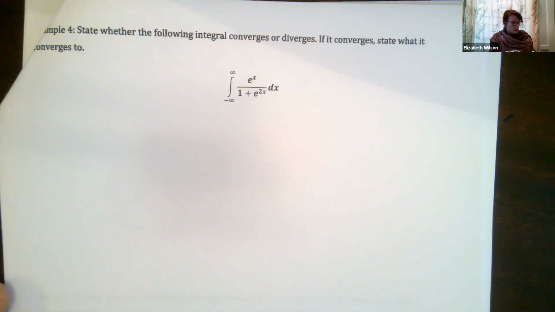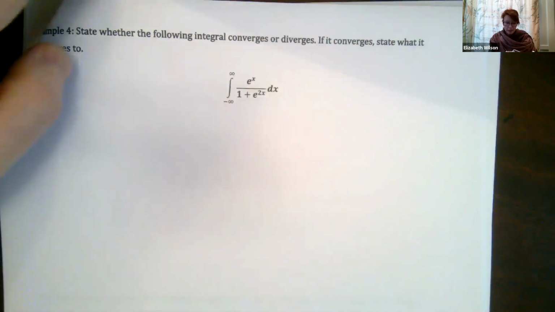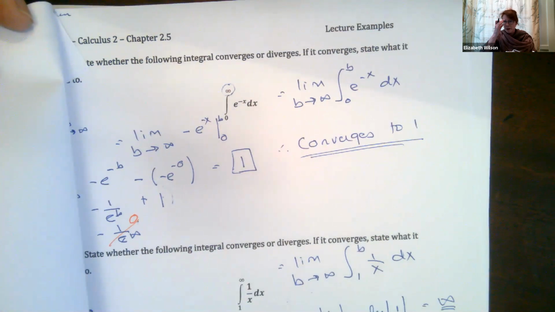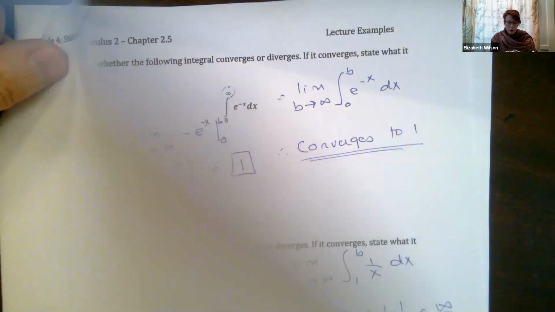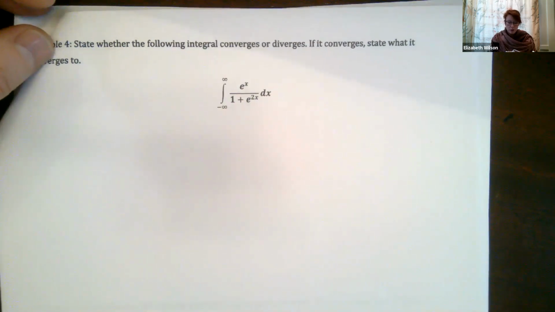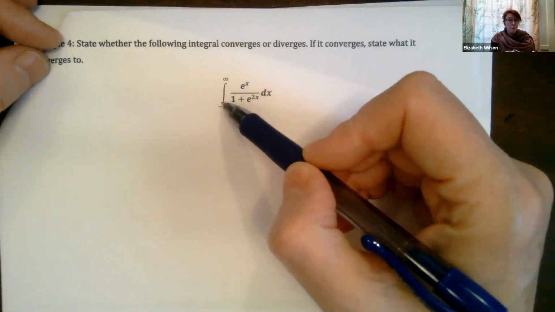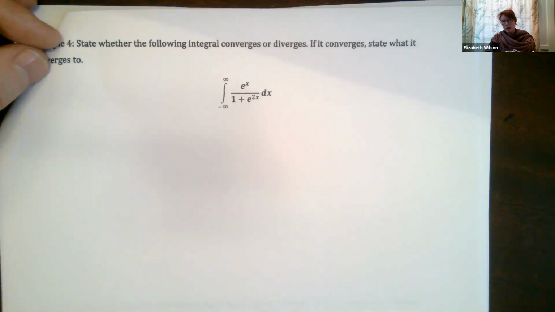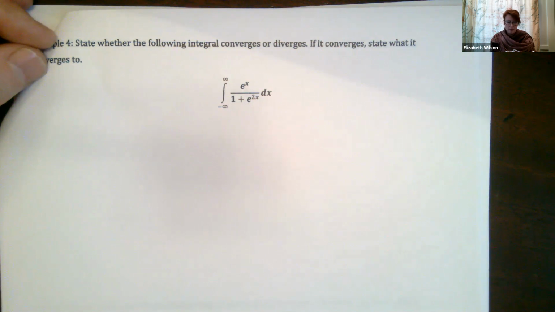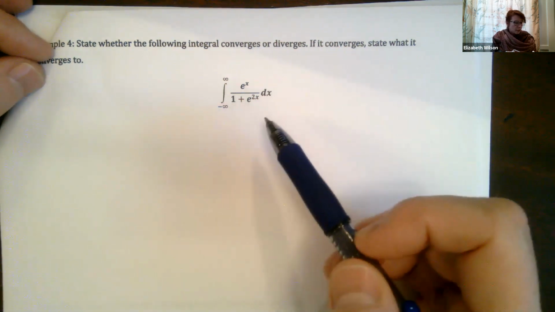All right. So I'm looking at the lecture examples for chapter 2.5. Remember, we're talking about improper integrals. So we're finishing up the part that has to do with when I have infinite bounds on my integral. And then we're going to start talking about part two, which is when I have an infinite discontinuity, like a vertical asymptote. Let's do this last example here.